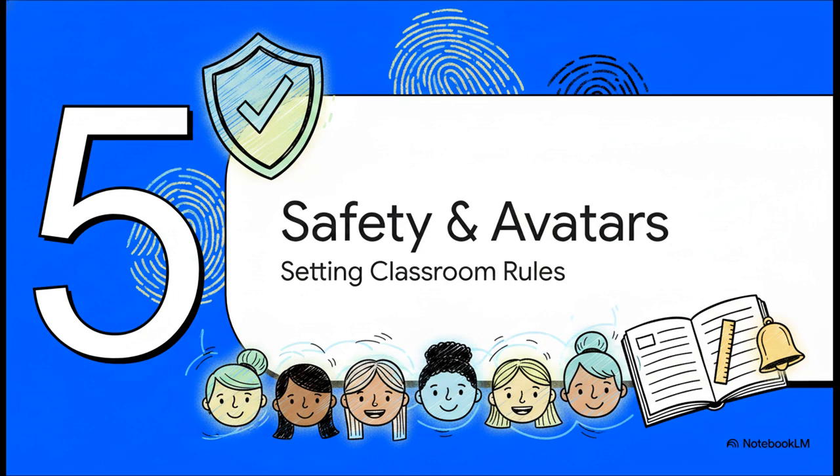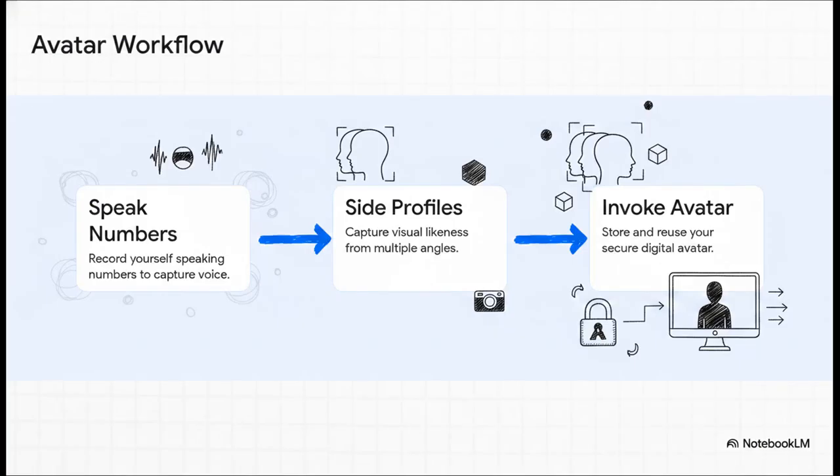So, the crucial point is how we handle this responsibly. Section 5, Safety, Avatars and Watermarks. Setting classroom rules. Because this model can replicate voices and faces with such stunning accuracy, Google is absolutely prioritizing responsible deployment. If you want to use your own likeness in a video, you have to go through a secure, one-time avatar workflow. First, you record yourself speaking numbers out loud, just to capture your specific voice profile. Step 2, you capture your visual likeness. And you actually have to include multiple side profiles so the model understands the true 3D structure of your face. This stops your avatar from looking weird or morphing when you turn your head. Finally, step 3, you securely store and then invoke this reusable avatar for your videos. It totally protects your identity while giving you all the creative control.